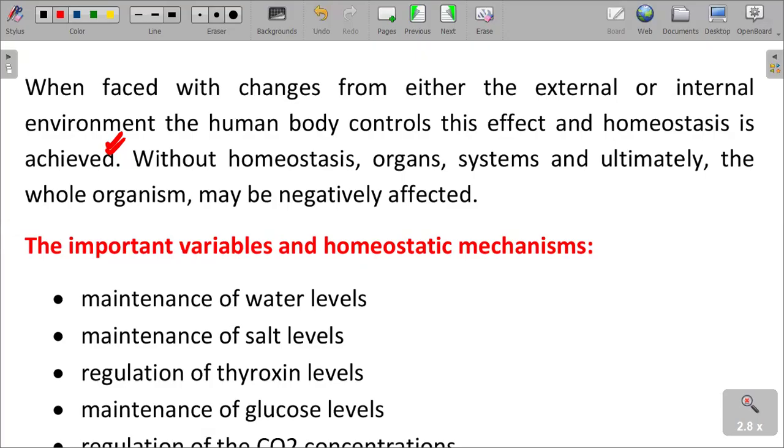In other words, if there is no homeostasis, organs, systems, and ultimately the whole organism may be negatively affected. The organs are the body parts, and the systems include the digestive system, the respiratory system, and the reproductive system. All those are systems of the body which work as a result of a narrow balance that must always exist within the internal environment. So if homeostasis does not exist or is malfunctioning, an organism is affected in its performance and functioning, and ultimately it might also die.